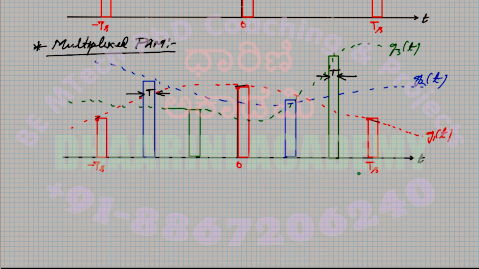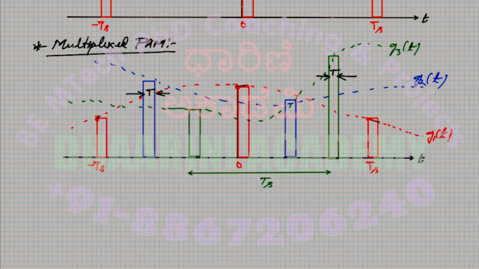Right now, you see there is another concept. Now I know that between two red pulses or two blue pulses or two green pulses, I have the same duration that is equal to TS. All right, let me mark it. So between any two, let me mark between the two blue, two greens, that is equal to TS. But now you see the difference.